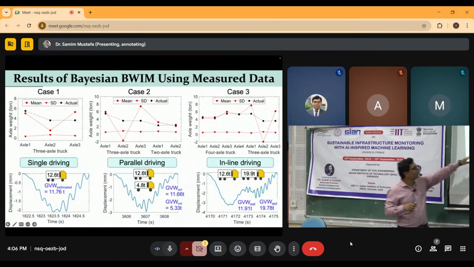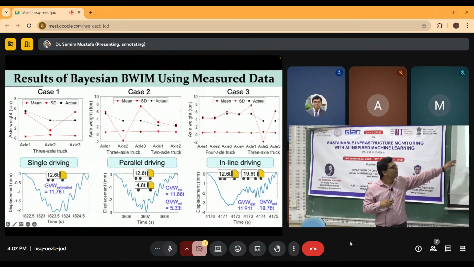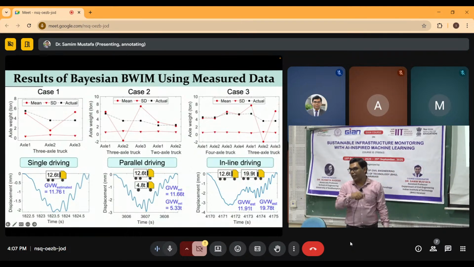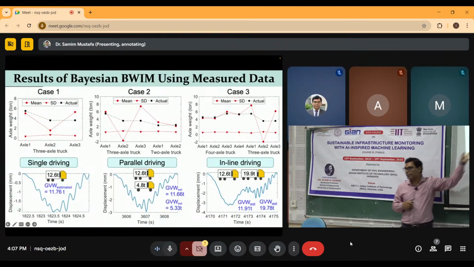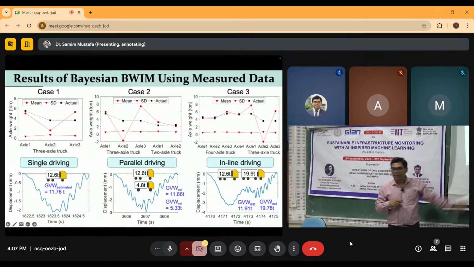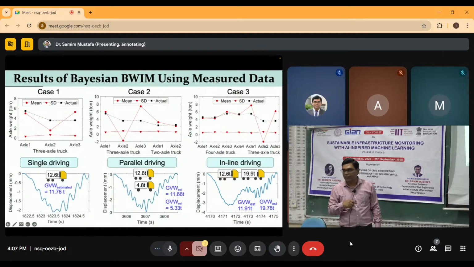So for example, this is the response measured from the vehicle. Okay, this was a 3-axle vehicle traveling on the bridge, and this was the response. From that response, using bridge weigh-in-motion, this is the estimated gross vehicle weight. GVW means gross vehicle weight. How much is it? 11.76 ton. What is the actual weight? 12.6 ton. So almost similar.